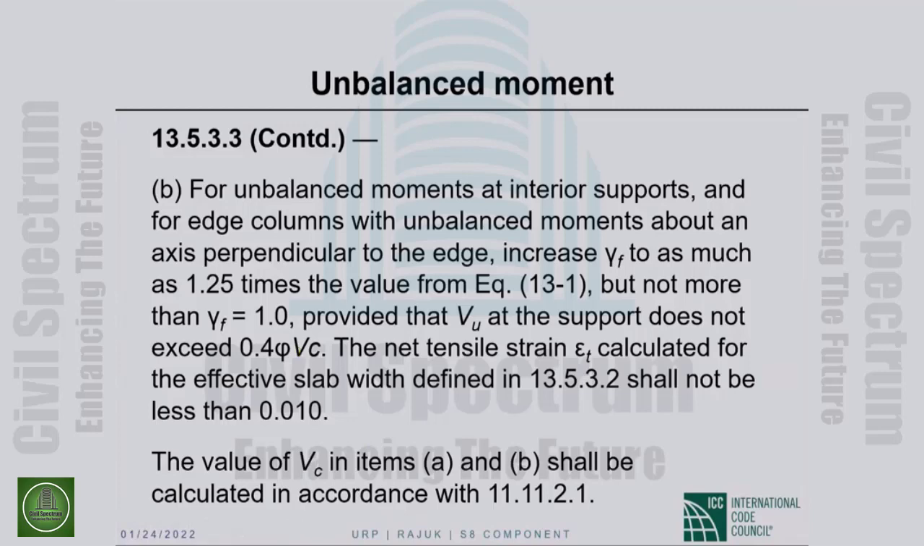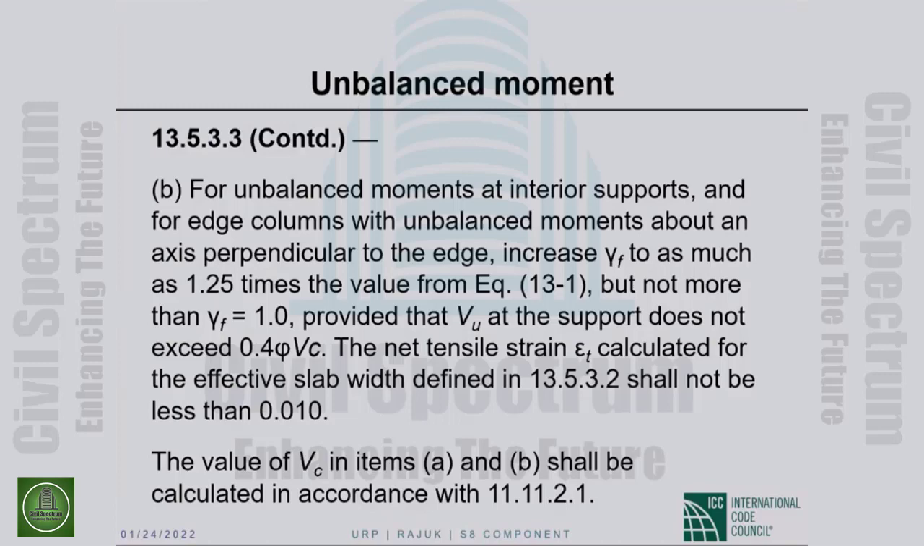In addition, the net tensile strain that I discussed with you, calculated for the effective slab width defined in, I don't think we have gone there, the effective slab width, it is coming up, shall not be less than 0.010. All of that will not register, but I will show you numbers. So the shear has to be low and the net tensile strain shall not be less than 0.010 for us to increase the gamma sub f at an interior support from 0.6 or something like that to 1¼ times that.